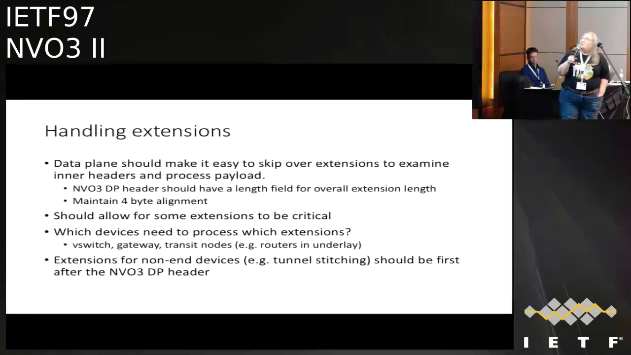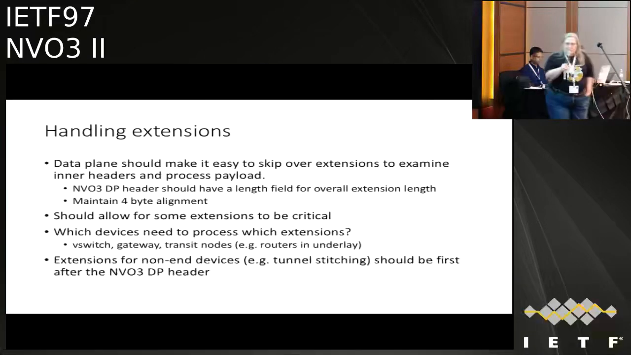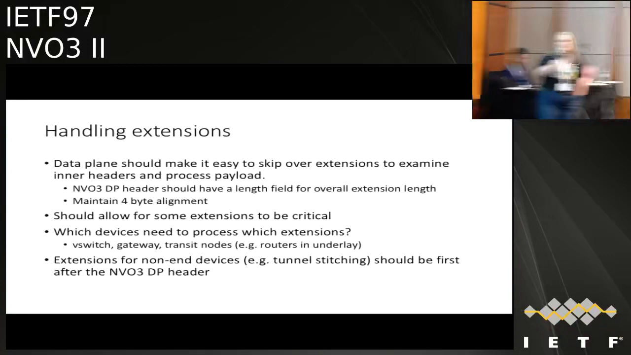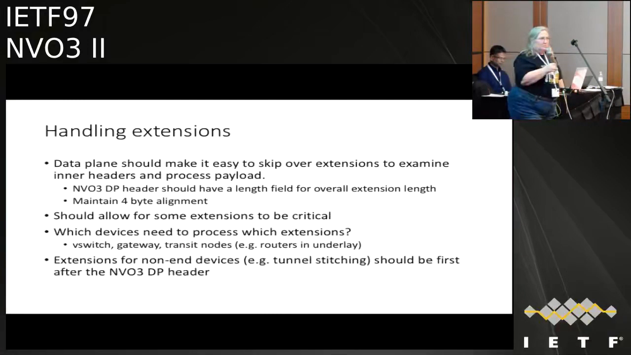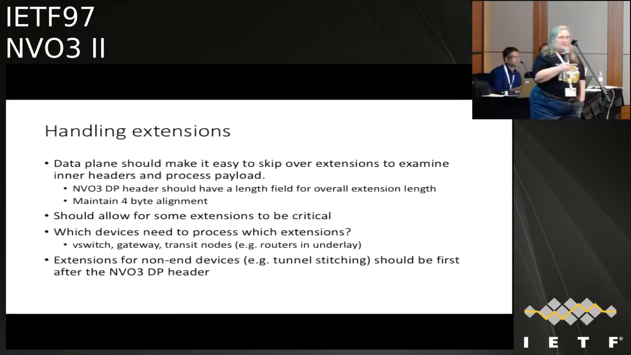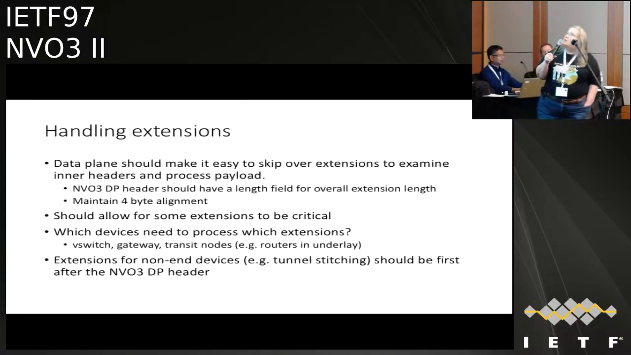So people like having a length field there that's the total extension length, so they don't have to process anything else in the header to figure out what's there, or go through the TLVs to get through it. And then, of course, it's also important to maintain 4-byte alignment. The existing drafts all do, so I don't think there's any issue there. And it should allow for some extensions to be critical.